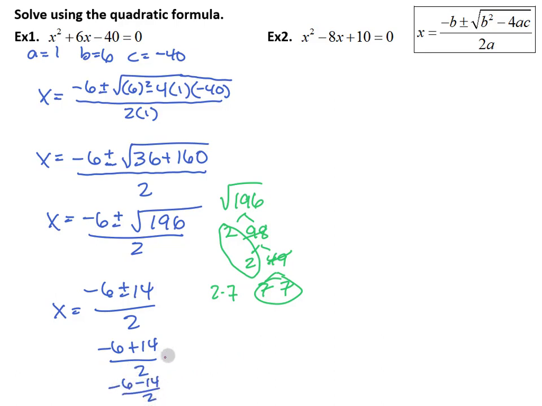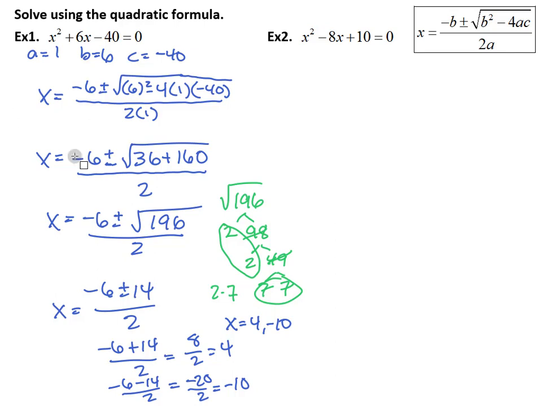So let's find our two solutions here. -6 plus 14 is 8, and 8 over 2 is 4. There's one of my solutions. -6 and -14 make -20 over 2, which is -10. So we end up getting two solutions here. X is 4 and -10.